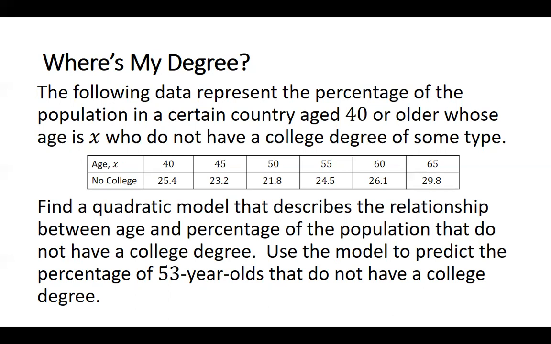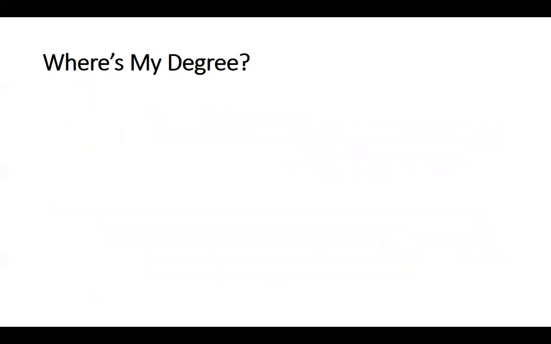So find a quadratic model that describes the relationship between age and percentage of the population that do not have a college degree. Then use the model to predict the percentage of 53-year-olds that do not have a college degree. Okay, so we've got this data and we want to do it. And how are we going to do it?